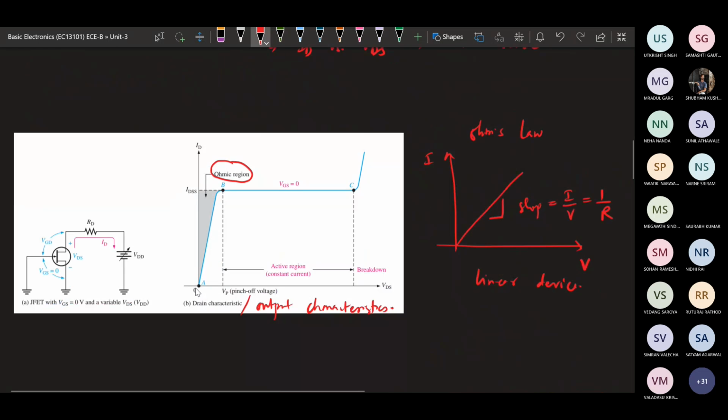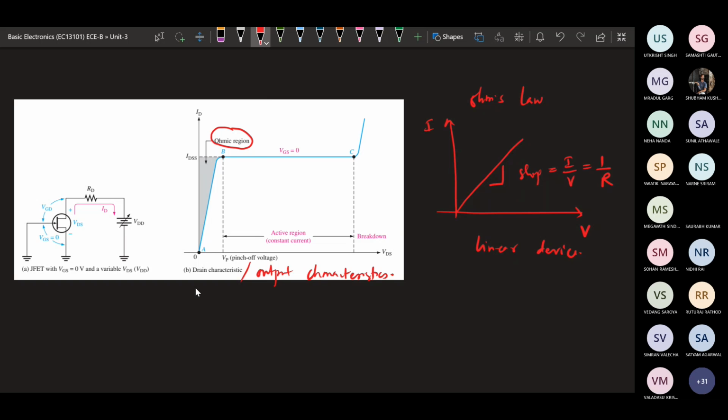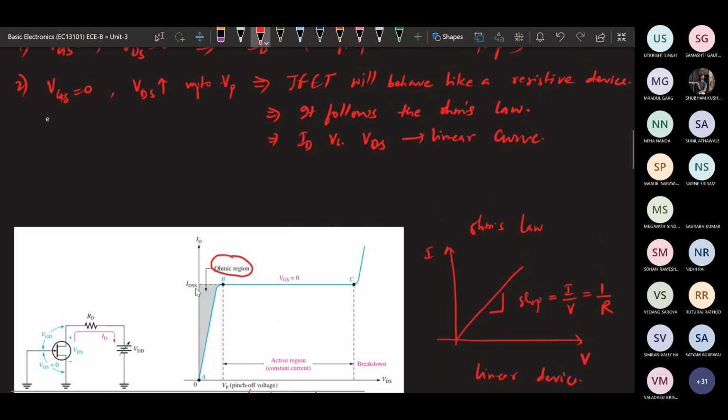Okay, so we can see from here, and beyond this region, this will be showing a constant current. Okay, so the point B, this point is called pinch off point, or the pinch off voltage. So when VGS is equal to 0, and when VDS is equal to VP, at that time what happens inside the device?